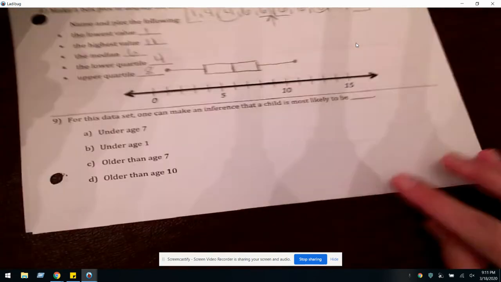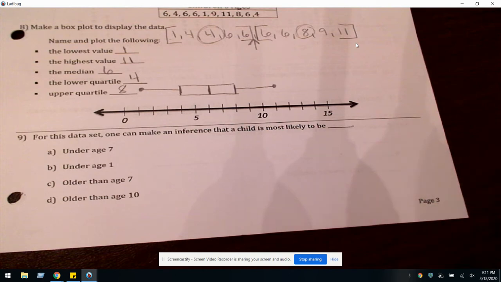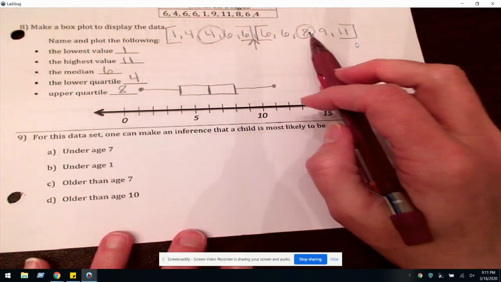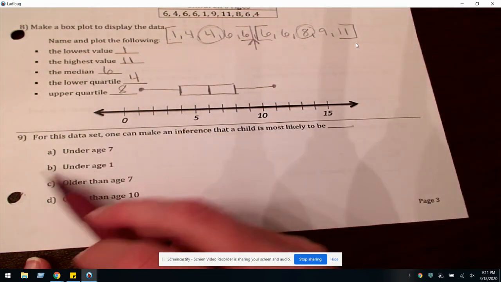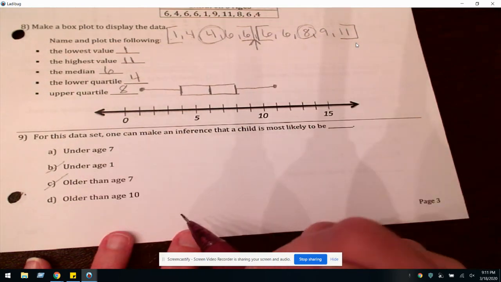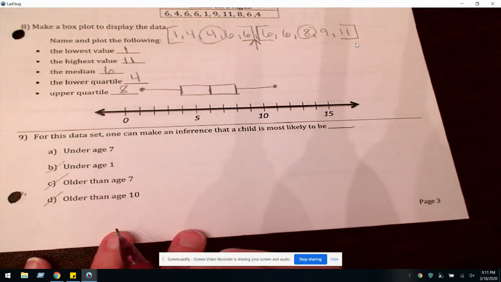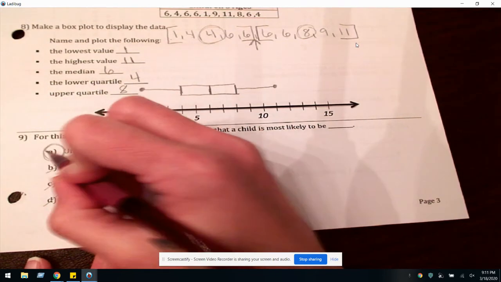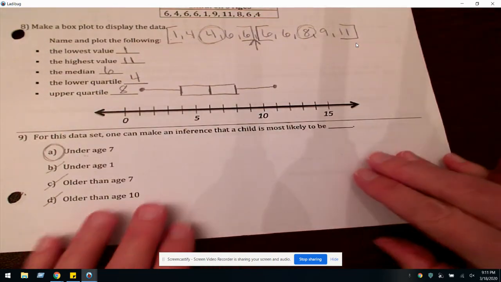Okay, question down here. For this data set, one can make an inference that a child is most likely to be. So if you look here, it looks like most of the kids are under age 1, no. Older than 7, no, that's only 3 kids. Older than 10, definitely not. Under 7, that's definitely the inference we want to go with.